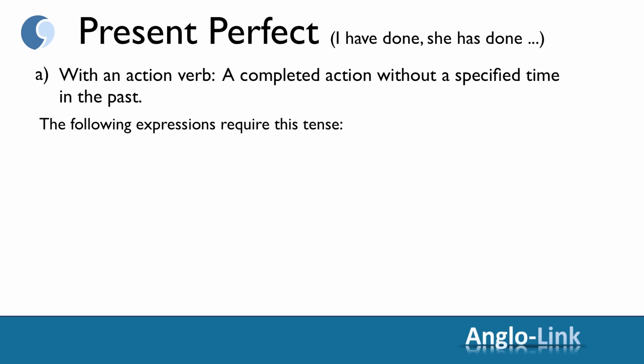The following expressions require this tense because they do not refer to a specific time in the past. They mean some time in the past until now. So far. Already. Not yet. Recently. Just. Ever. Never. Today until now. This year until now. In the last few years. In the past week. For example, she has already written 40 books.